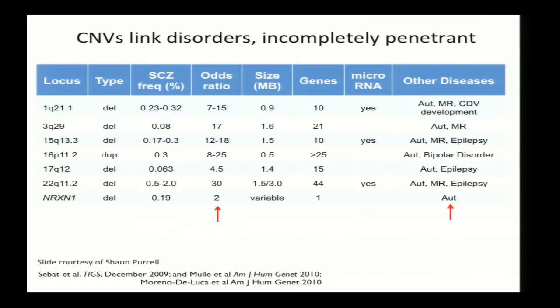So a few things that these CNVs that recur at specific loci have taught us, and this is a table from Shaun Purcell that summarizes results at 7 loci at which recurring CNVs associate with risk of schizophrenia. So a few things I want you to point out. First of all, these events are all large. So these are all half a megabase or larger, except for these ones.